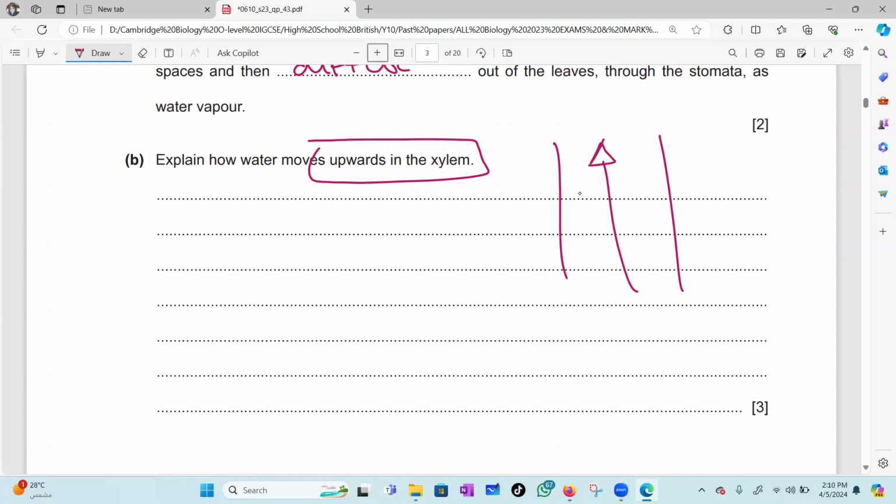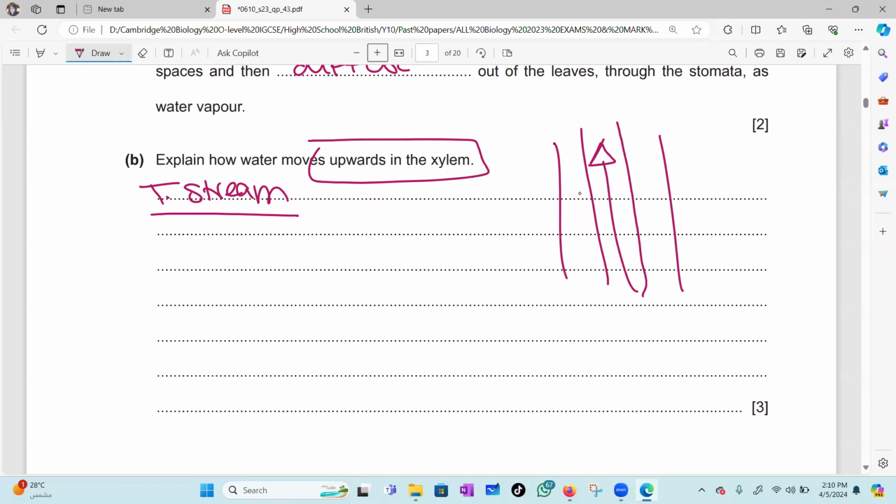Transpiration stream. Perfect. Excellent. This is the keyword. Now describe. Transpiration stream is the movement of the water up the xylem. How is it maintained? How does this transpiration stream or pull make the water move up the xylem? There are 2 things that we studied. The xylem has no organelles. It's considered dead.